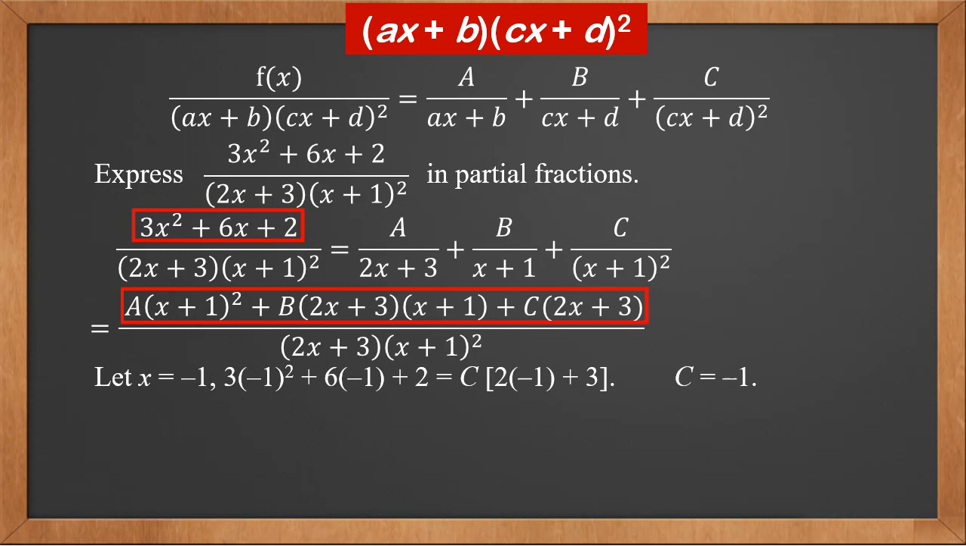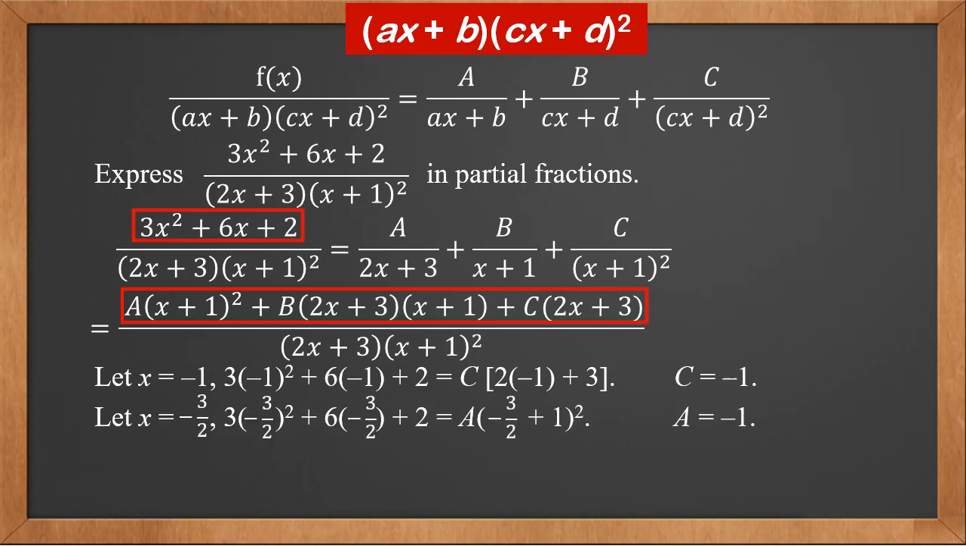We use the substitution method. Let x equal -1. The first and second terms become 0. So 3(-1)²+6(-1)+2 equals c times (2(-1)+3). Therefore, c is -1. Let x equal -3/2. The second and third terms become 0. So 3(-3/2)²+6(-3/2)+2 equals a times (-3/2+1)². Therefore, a is -1.